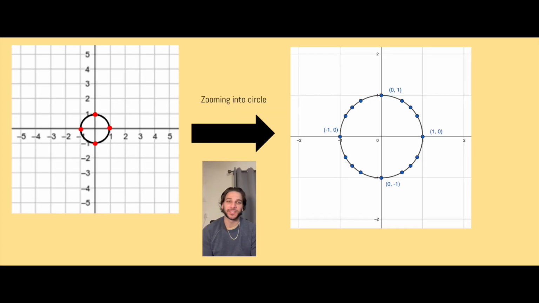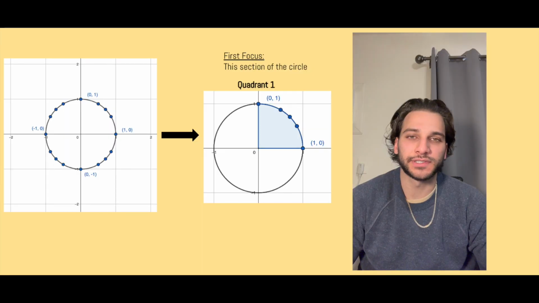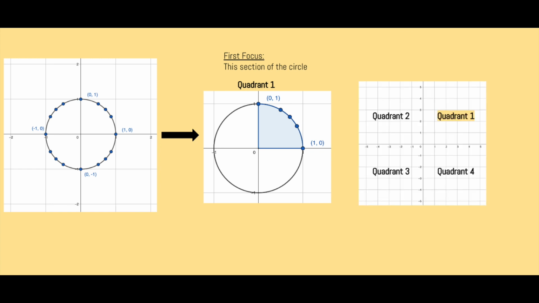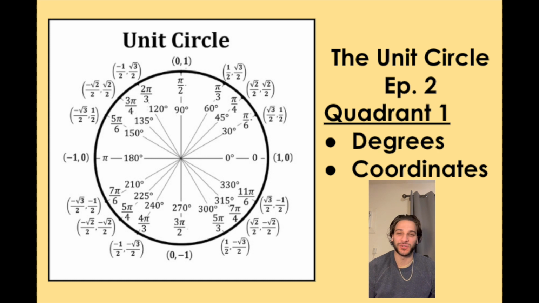Then what we talked about is that if we look at the unit circle, there's these dots which represent coordinates on the unit circle. And if we zoom in closer, we see that there's actually some other coordinates that we need to find the locations for. Our focus today for this video is looking at the first quadrant. And the first quadrant is just this upper right section of the unit circle. With all that in mind, we're going to go ahead and get started with the notes now.